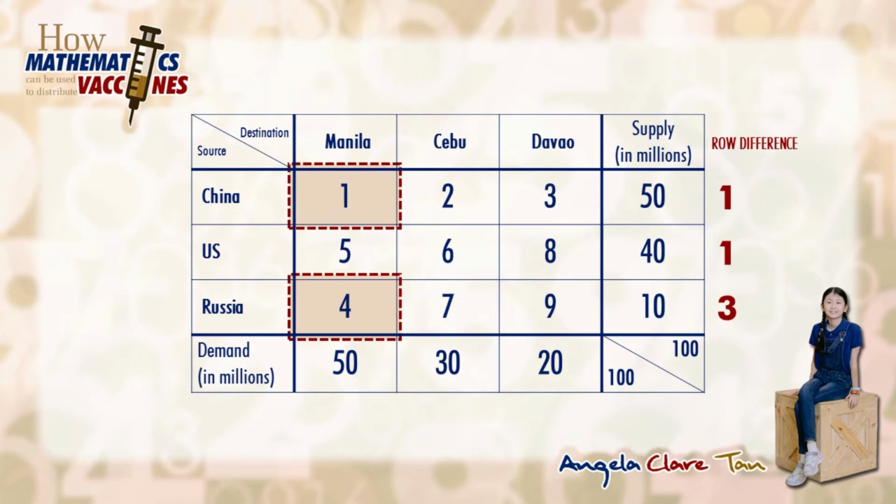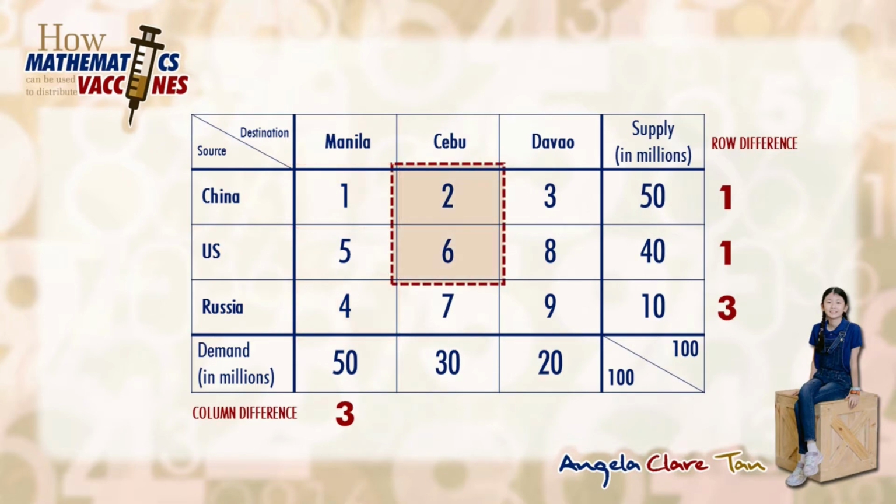For the first column, the least value is 1, and the second least value is 4. 4 minus 1 equals 3. That is the column difference. In the second column, the least value is 2, and the second least value is 6. 6 minus 2 equals 4. We write 4 in the column difference.